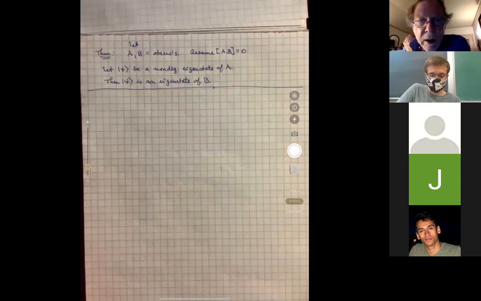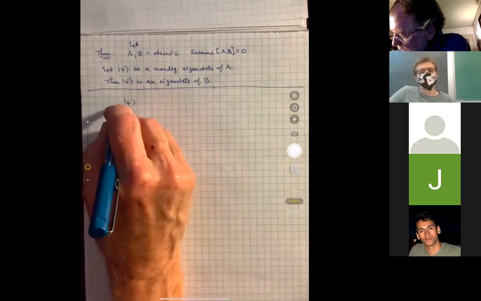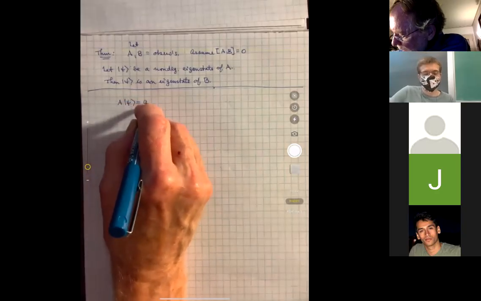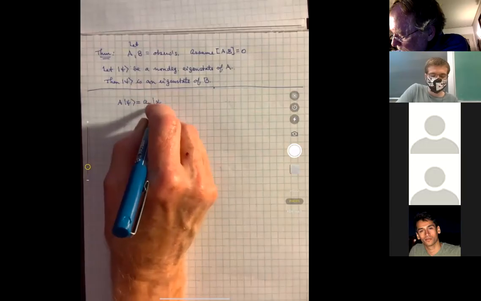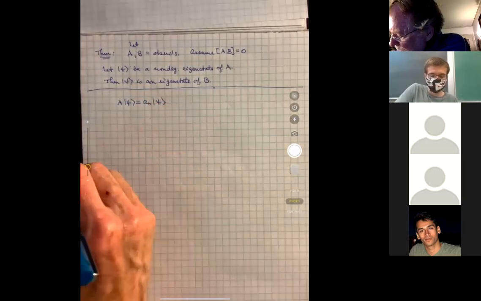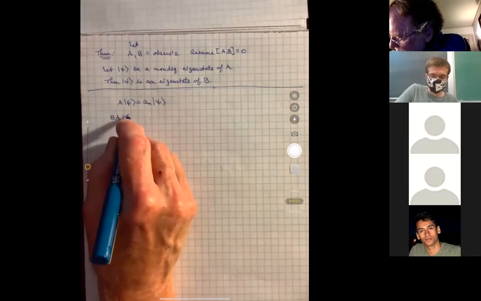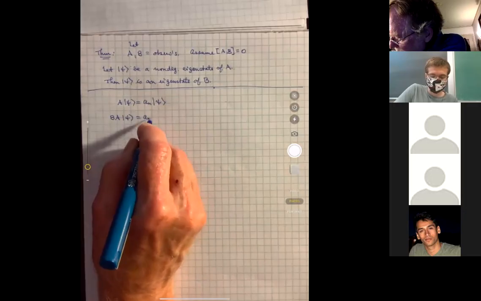Part of the proof is very similar to the proof of the last theorem. It works like this. psi is an eigenstate of A, so we have something like this: A psi is equal to A_n psi, like so. Now, what about B? Let's apply BA acting on psi. That's equal to A_n times B psi.